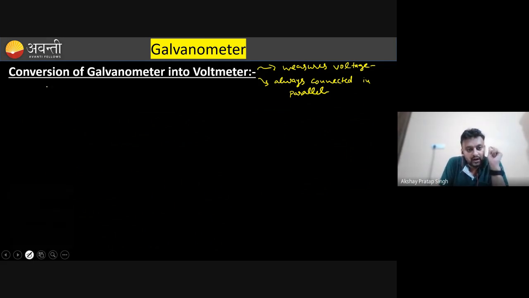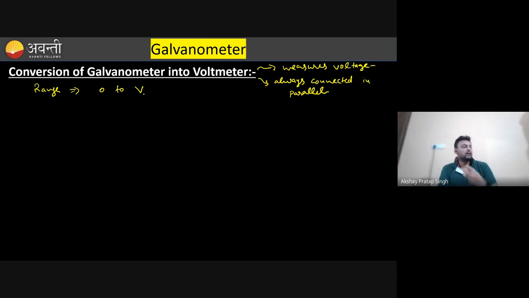One thing, you are converting galvanometer into voltmeter. So what is the first thing? That is the range. So what will be the range? Let's suppose you want to convert it into the range of 0 to V. V can be any value like 10 volt, like 0 to 20 volt. So V can be any numerical value.